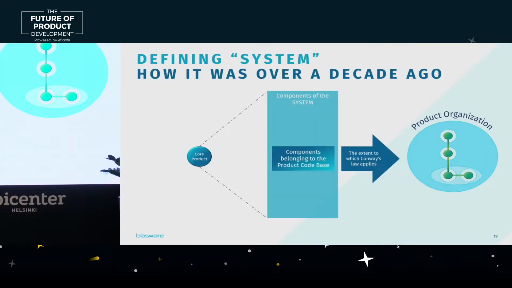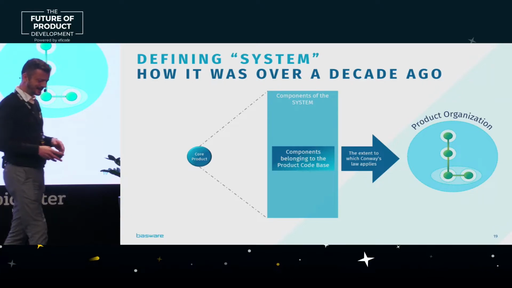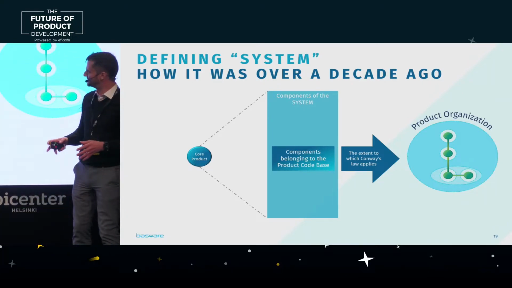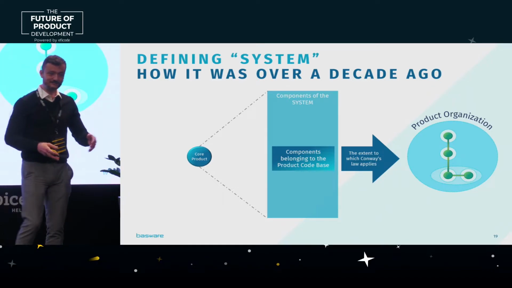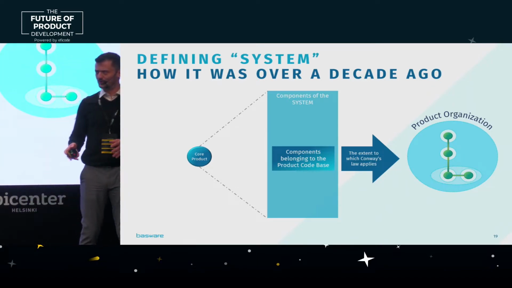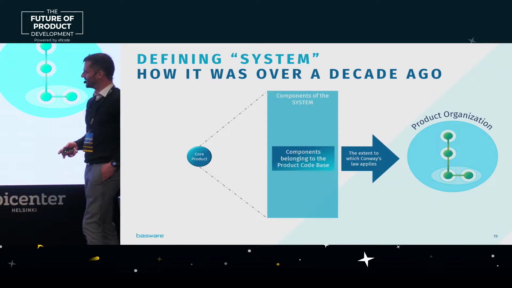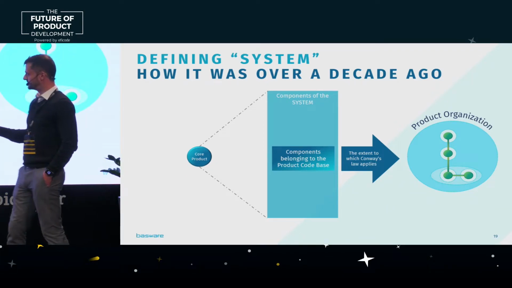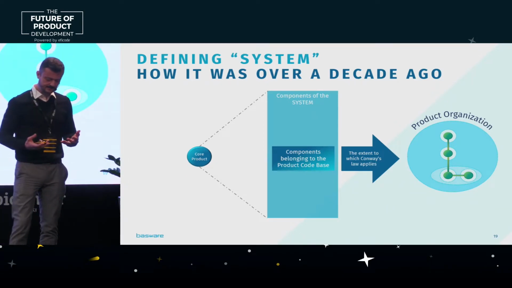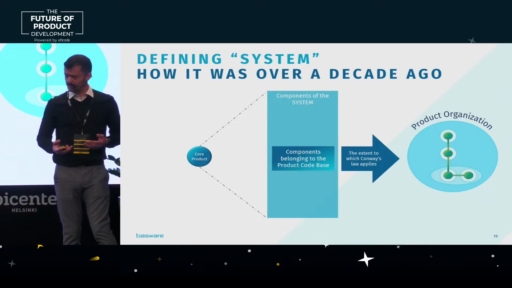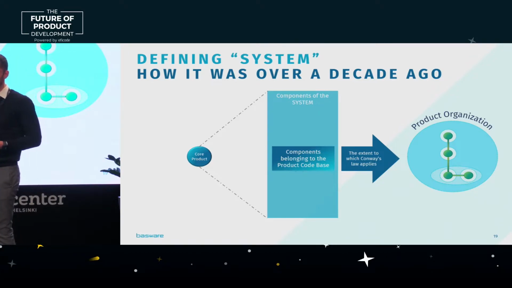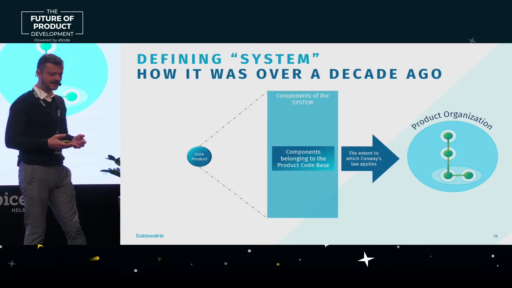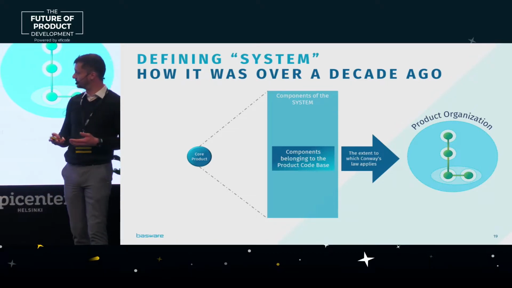Well, I'm going to go through a kind of timeline here, if you like. I've just arbitrarily picked a timescale. I've said over a decade ago. Maybe it was 20 years for you. Maybe it was 5. Maybe it was yesterday. Kind of ignore the timescale. But a reasonable time ago, we started to perceive, or we did perceive, this system concept as effectively just the core product, the components that belong to the product code base. And as a result of this, the effects at which Conway's law applied was simply a subset of the product organization.